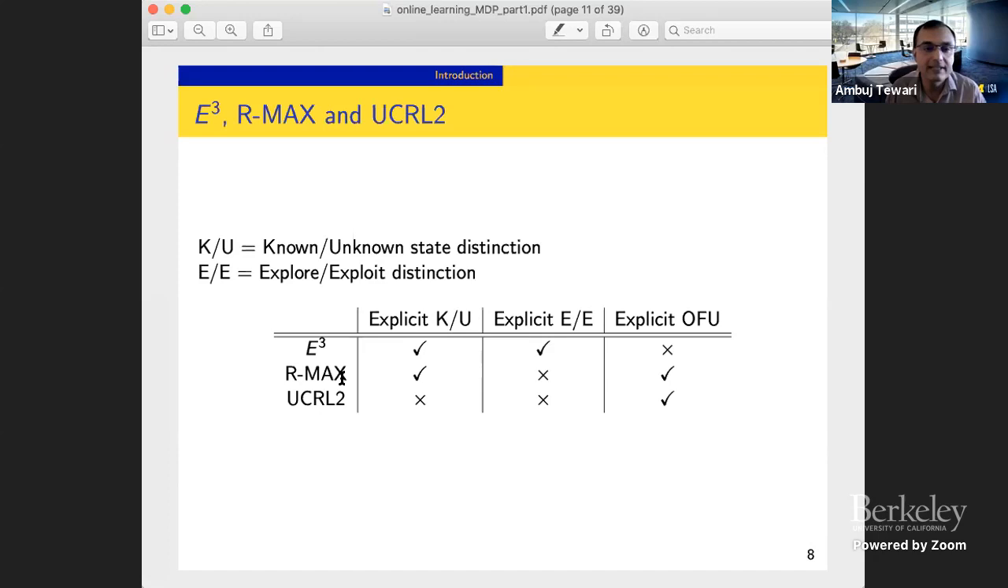Then R-Max came along and said, well, let's keep this explicit distinction between known and unknown, but let's remove the explicit distinction between explore and exploit. The OFU principle will take care of that. We will just put our R-Max on unknown states, and then the agent will naturally either explore or exploit. We don't have to worry about explicitly making the agent do that trade-off. And UCRL2 said, well, let's even eliminate the distinction between known and unknown states. It's anyway a little bit artificial to say that beyond a certain count, the state has become known. Maybe we just retain some soft notion of how uncertain a state is by keeping track of counts, but we are not going to distinguish in this black and white way between known and unknown states. Okay.